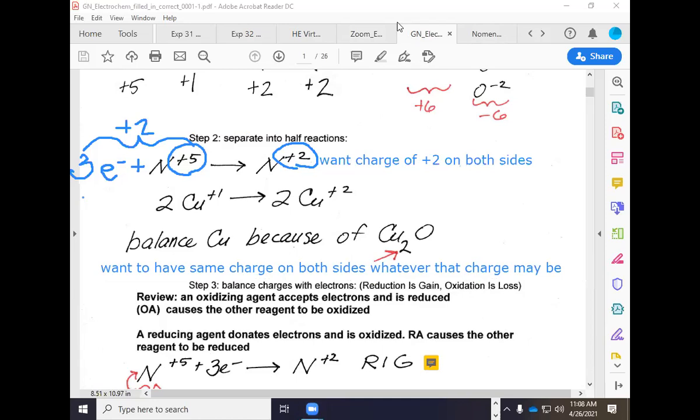Okay, electrons are here. So that is reduction is gain. I see the electrons are being gained. I label it as my rig.